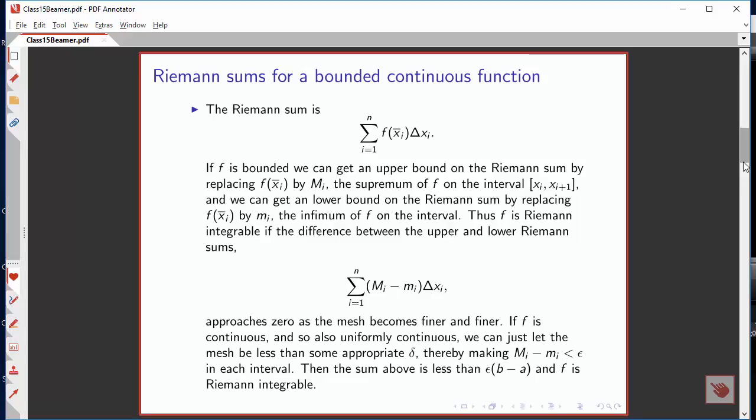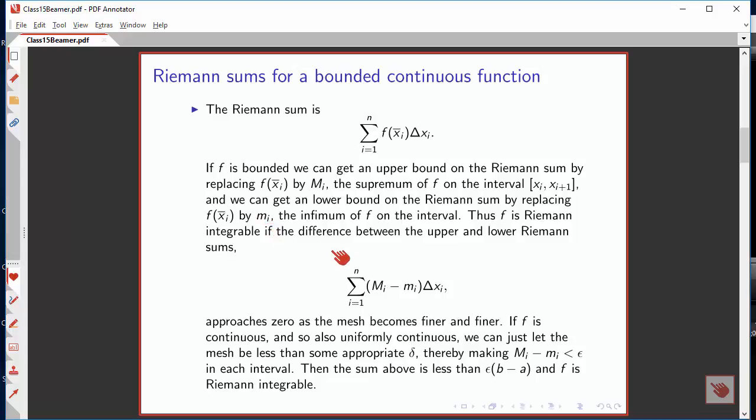Now let's suppose we've got a bounded continuous function, the good case for Riemann integrals. In that case, we can get an upper bound on the Riemann sum that we're calculating by replacing f at the arbitrary evaluation point by the supremum of f on the interval. And we can get a lower bound by replacing it by lowercase m_i, the infimum.